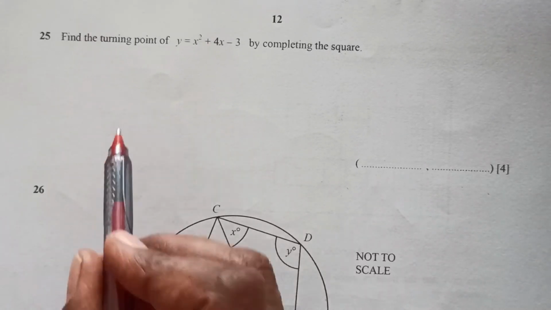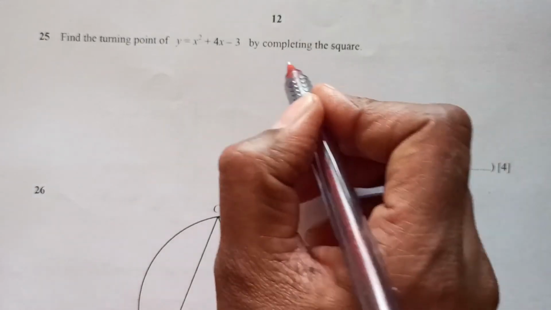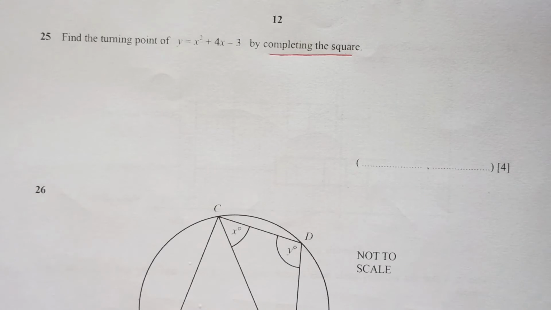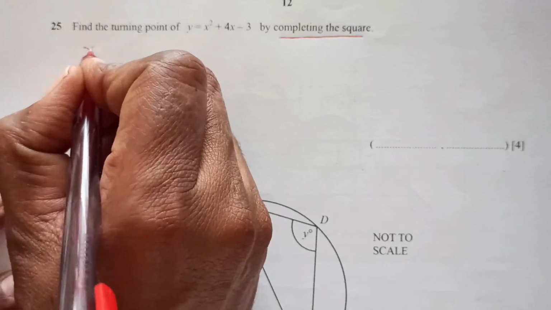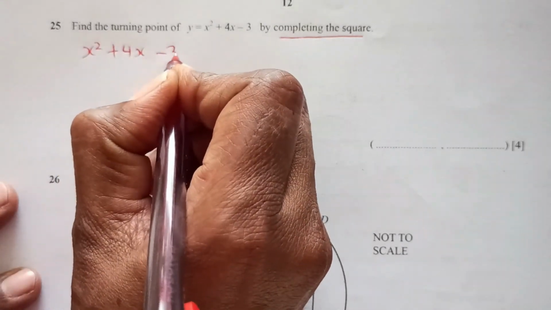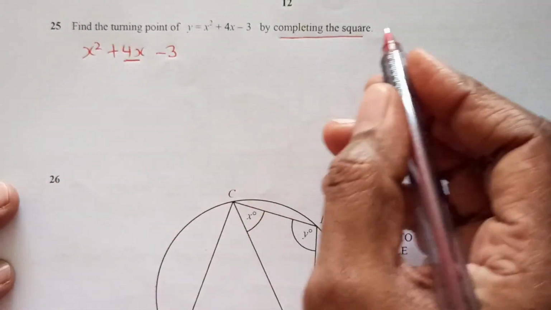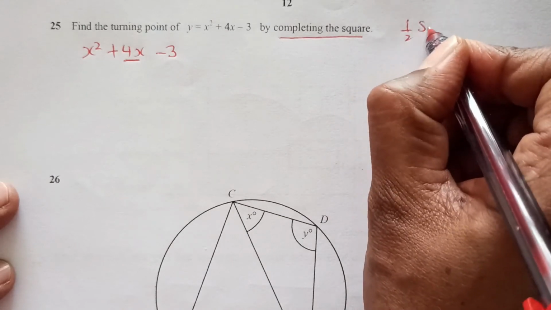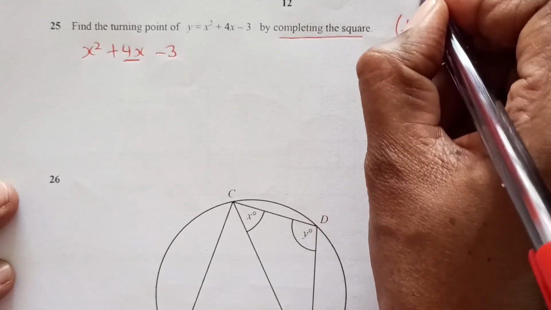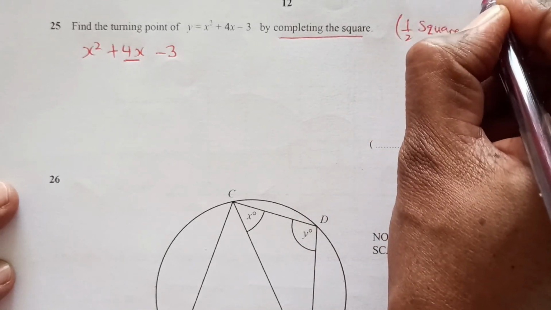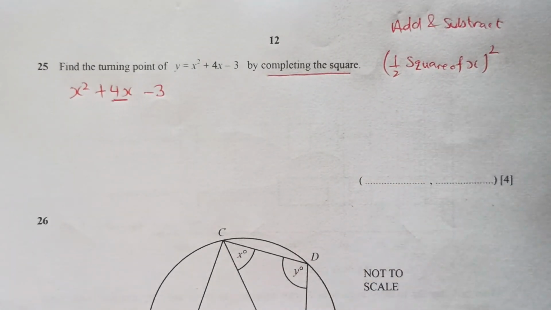Question 25. Find the turning point of y equals x squared plus 4x minus 3 by completing the square. Now we have to use the method of completing the square. So I'm taking the right hand side first: x squared plus 4x minus 3. When we complete the square, we take half the coefficient of x and square it. We add and subtract the same, that means add and subtract half of the coefficient of x, squared.